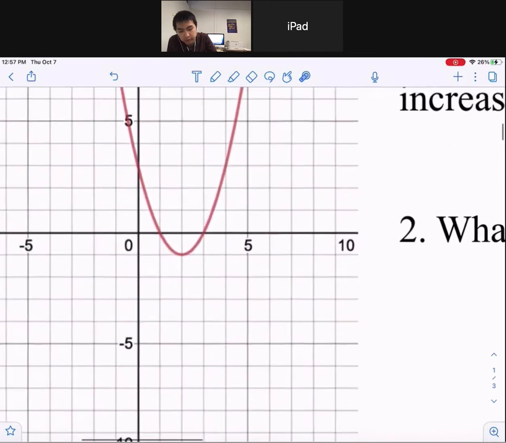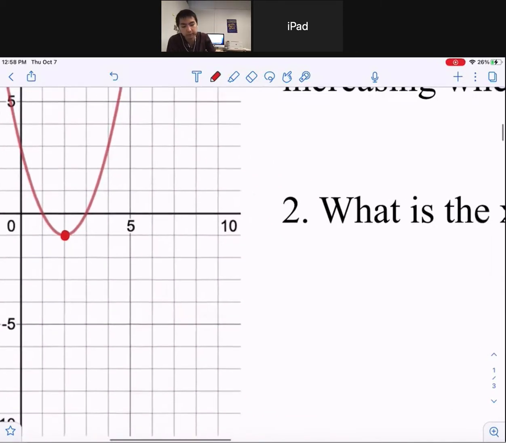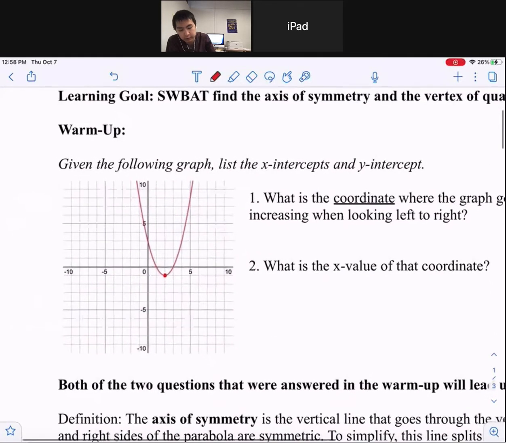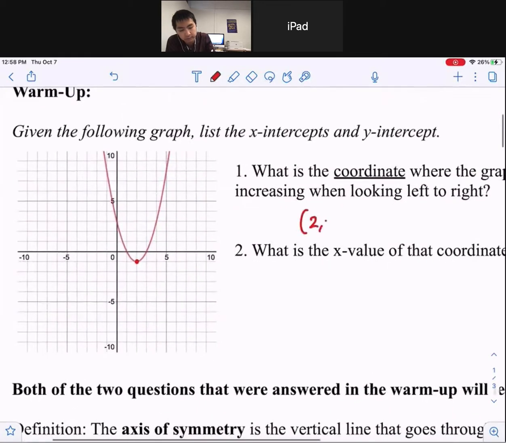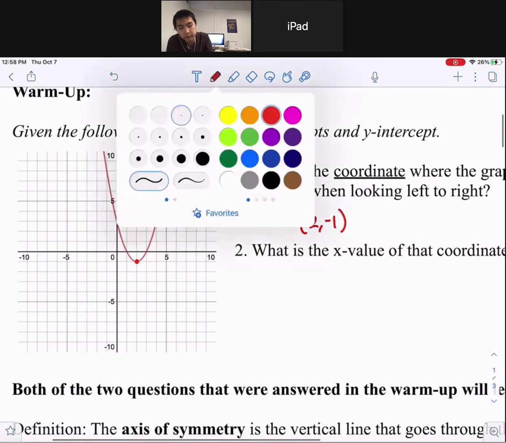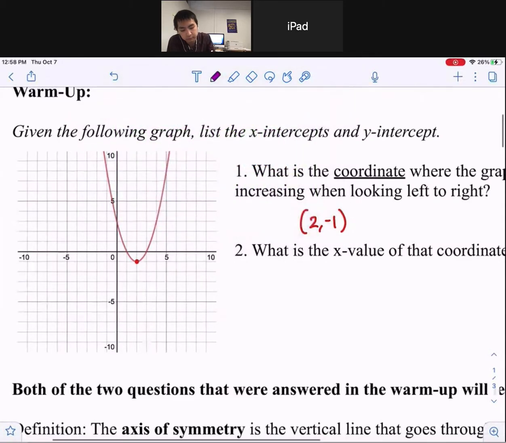So what is this specific coordinate? This specific coordinate is right there where it changes from the graph decreasing to increasing. And this is at (2, -1). So what is the x value of this coordinate? The x value is 2. So x equals 2.